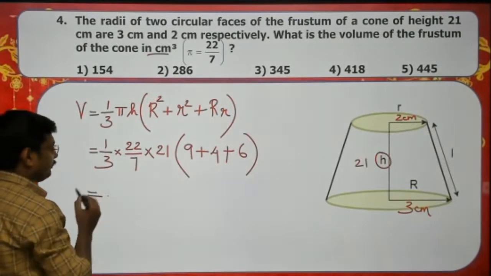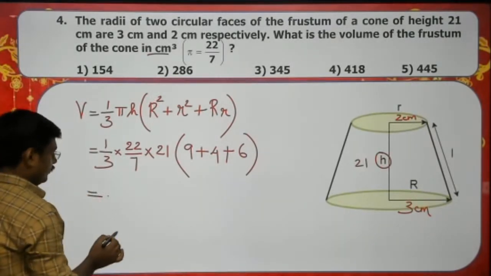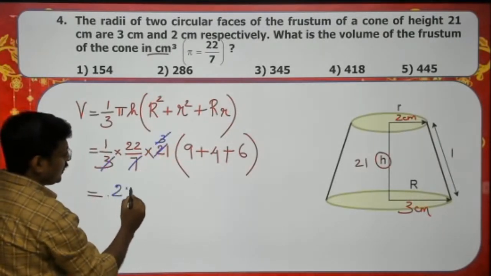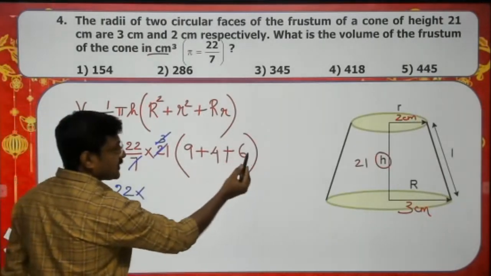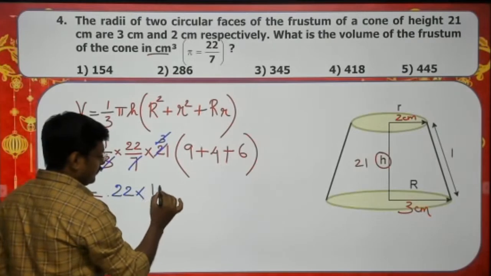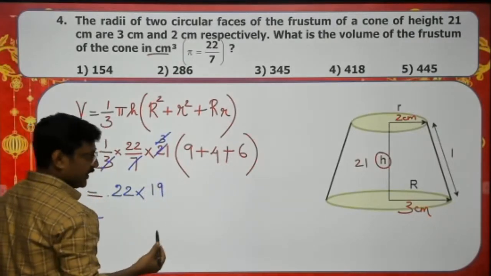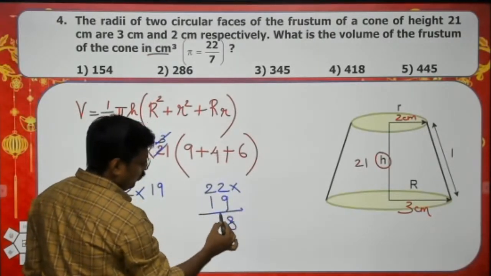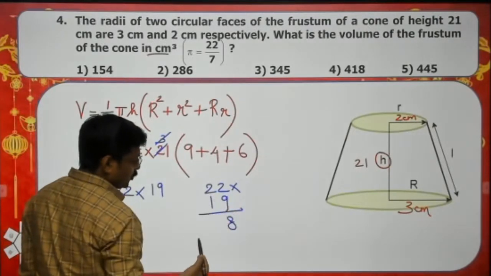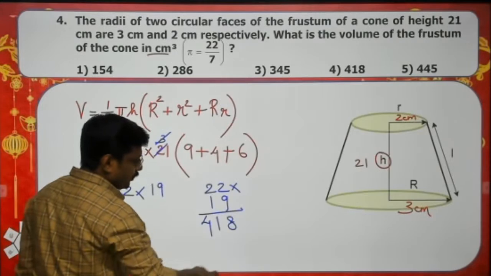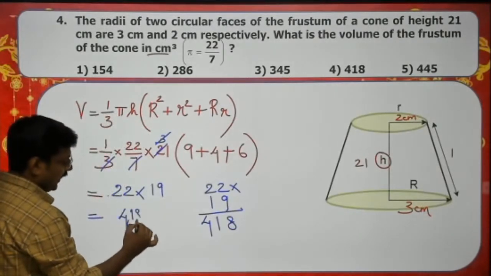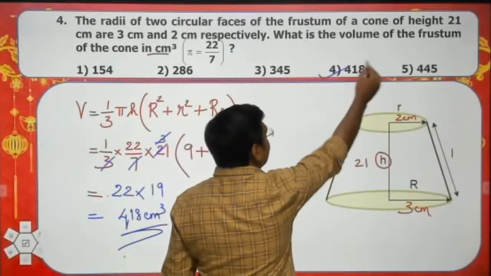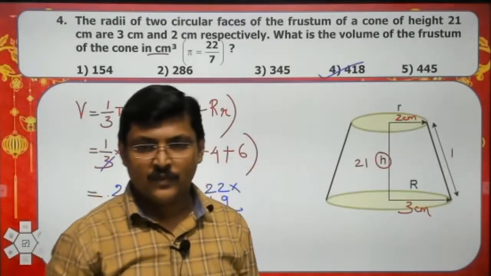So which is equal to, yes, 7 3 times, and I am cancelling these two 3's, so 22 into 9 plus 6 is 15, plus 4 is 19. So 22 into 19 will give the answer, right? 9 2s are 18, 18 plus 2 is 20, so 418. So we can say that it is 418 centimeter cube. So for this question, the answer is option number 4, 418 centimeter cube. Okay, correct?